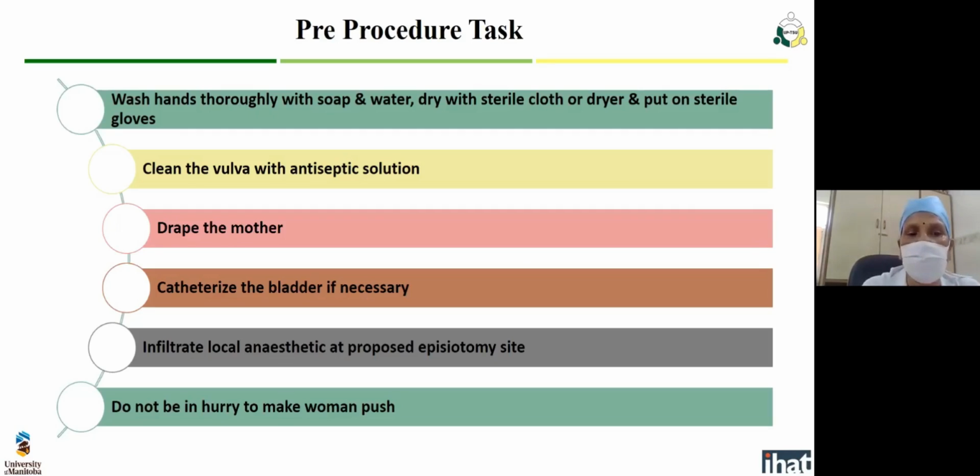And don't be in a hurry to make the woman push. Don't think, the baby is visible, the buttock is visible, let me pull. No, never pull the baby. When there is good uterine contraction and the cervix is fully dilated, then you can ask the woman to push, not pull the baby.